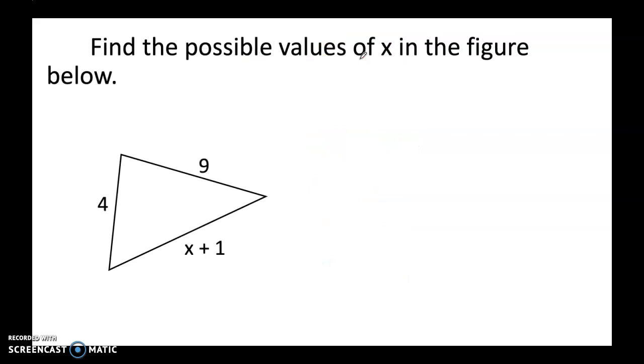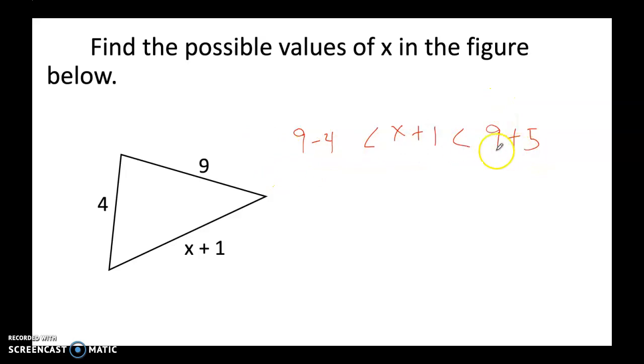Let's have one example, or last example rather. Find the possible values of x in the figure below. Again, our third side will be the side with the unknown value. We have x plus 1 should be greater than the difference of the two given measures, which is 9 minus 4. But it should be less than the sum of the two given measures, which is 9 plus 5.